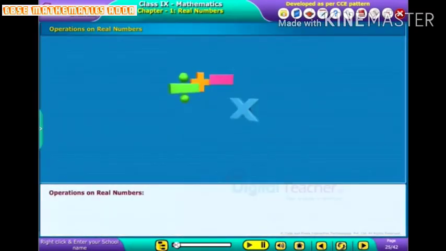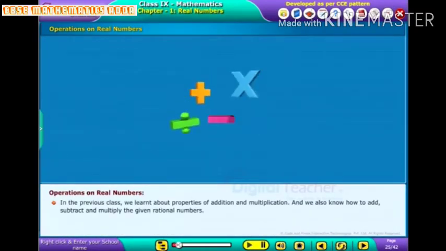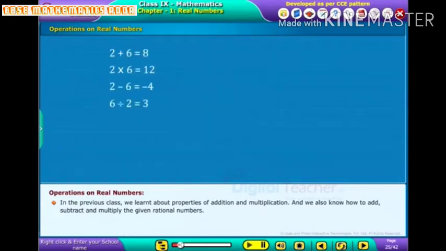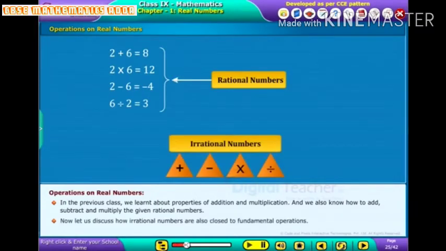Operations on real numbers. In the previous class, we learned about properties of addition and multiplication, and we also know how to add, subtract, and multiply the given rational numbers. Now, let us discuss how irrational numbers are also closed to fundamental operations. Let us solve some examples.